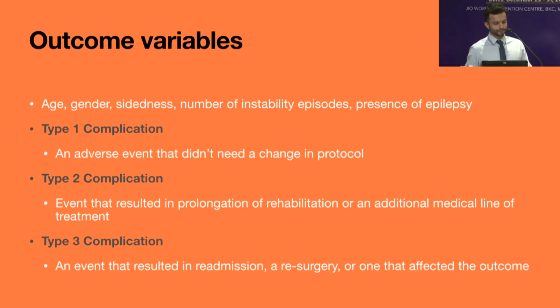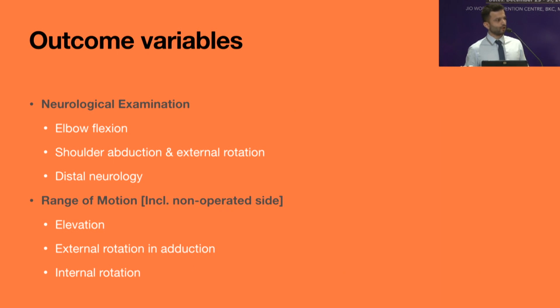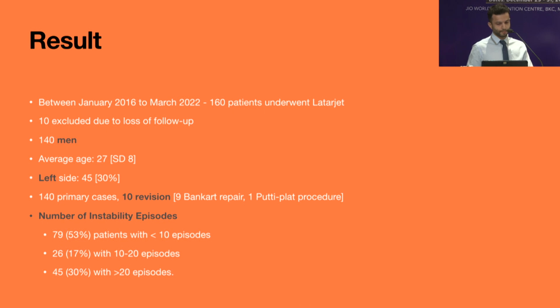The neurological examination in our study was conducted by measuring the power of elbow flexion, shoulder abduction, external rotation, and we also measured the distal neurology. So this took care of the musculocutaneous, axillary, and infraspinatus muscle evaluation. Also, we evaluated the range of motion, that is elevation, external rotation in adduction, and internal rotation. This was measured using a goniometer and also included the non-operative side.